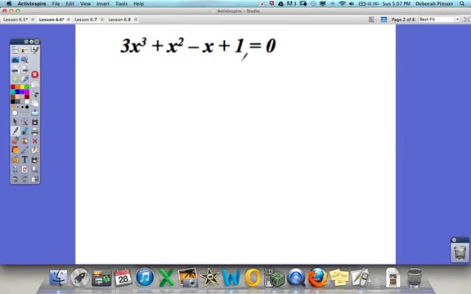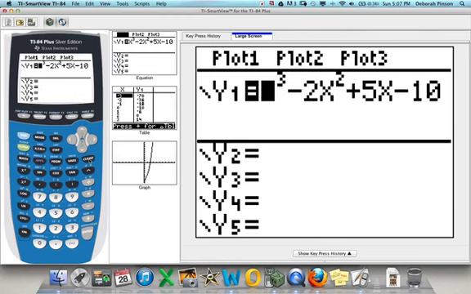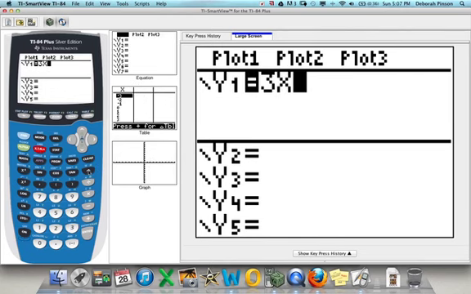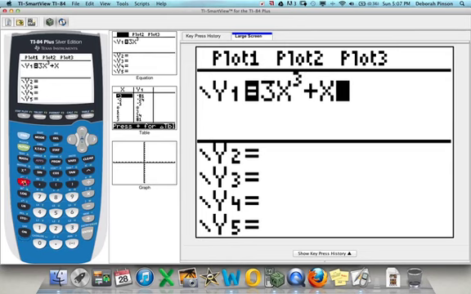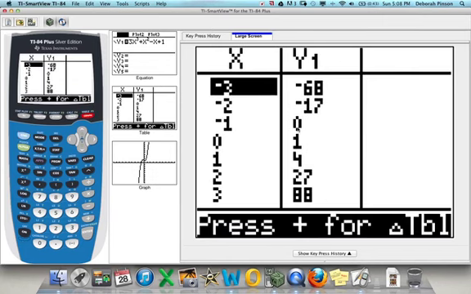Okay, so we have this right here. I'm going to go through, same thing, I'm going to graph this. So I'm going to go to the y equals, and I have 3x to the third plus x squared minus x plus 1. Now this is an x to the third, so I should have 3 answers total. It looks like one of those is at negative 1. Now if you're not sure, you can always go look on your table, and at negative 1 it's 0.